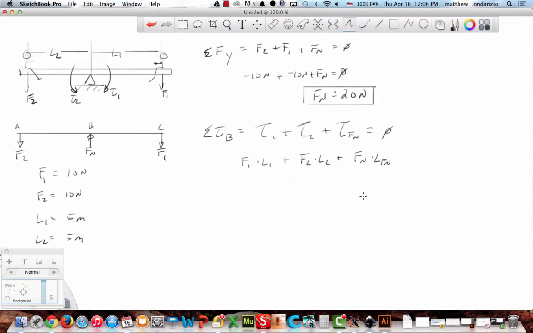Okay. So F1 is what? 10? F1, what is it? Negative 10 newtons. F1 is 10 newtons, but it's negative 10 newtons. What's L1?